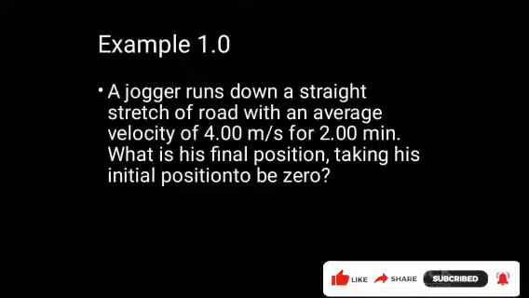Question number one, a jogger runs down a straight stretch of a road with an average velocity of 4 meters per second for 2 minutes. What is his final position, taking his initial position to be 0? Okay, this is a little bit cheap.